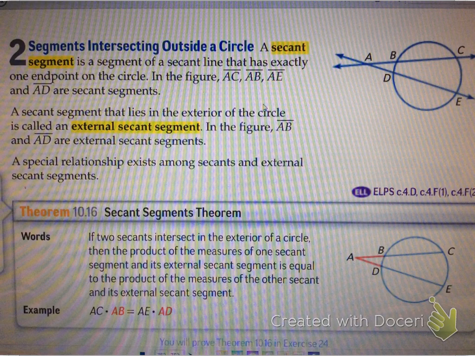The main point is this. You've got one line that goes on the outside of the circle, where they intersect on the outside of the circle. So we have the secant segments theorem. If two secant segments intersect in the exterior, then the short segment times the long segment that goes through the circle should equal the same on the other. Okay, for example.